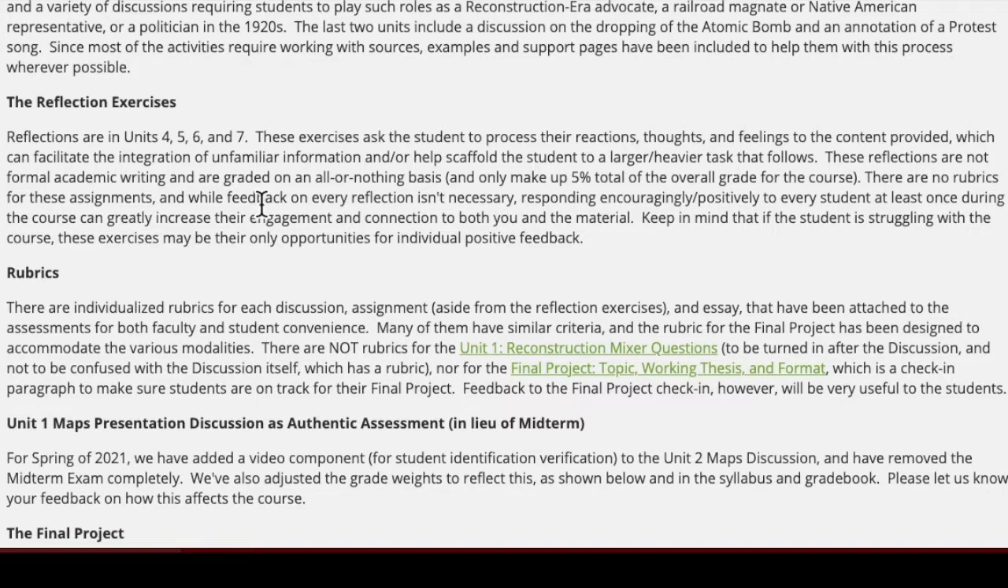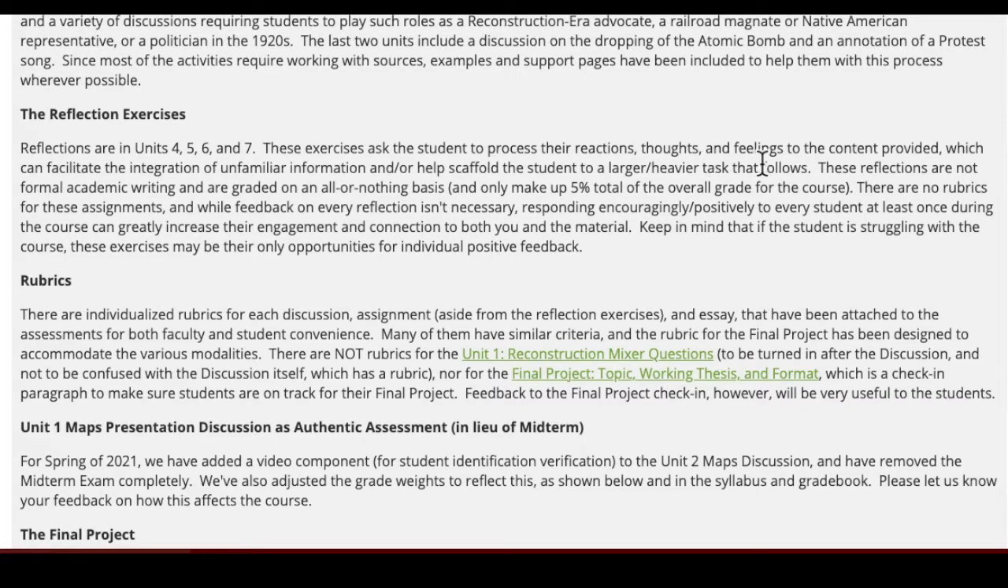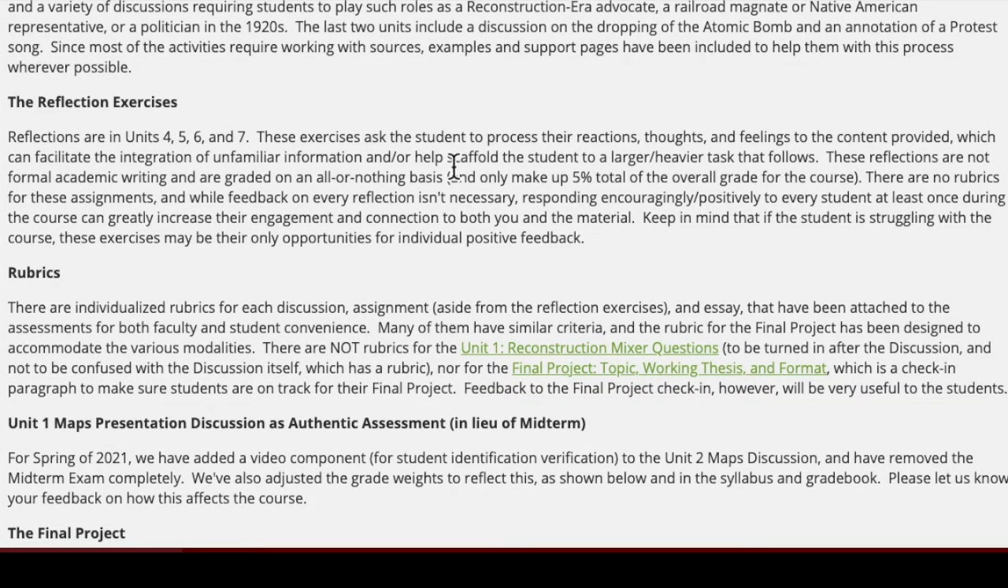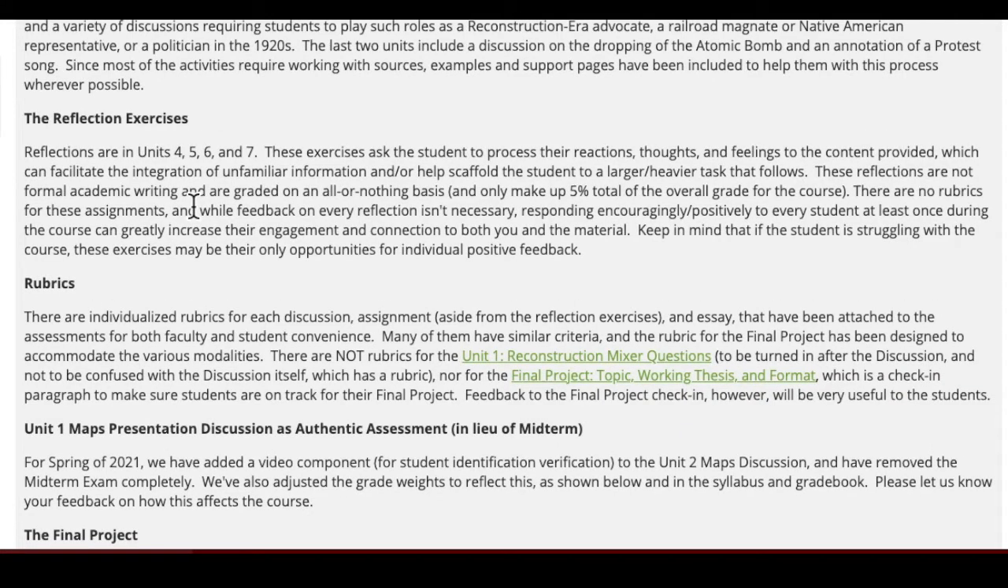So yes, there are 4 such exercises, but they are not difficult, nor do they take a lot of time. So you could look at those as easier exercises. You're supposed to process your reactions, thoughts, and feelings to the content provided, and each one has a description of what you're supposed to do. These reflections are not formal academic writing and are graded on an all-or-nothing basis. And collectively, they make up only 5% of the total grade for the course. So even if you do badly on one of them, it's barely going to affect your grade point average.